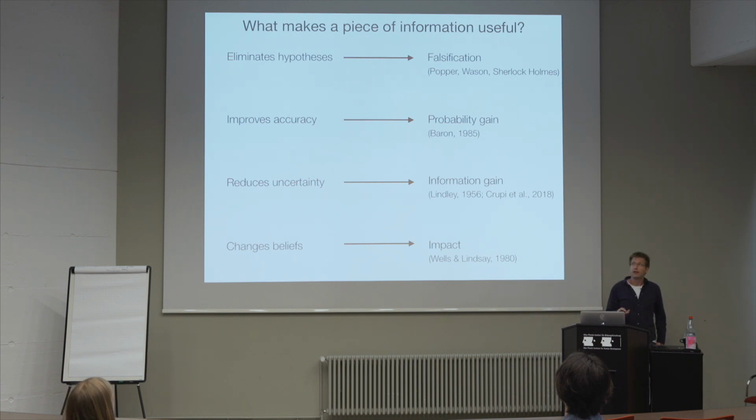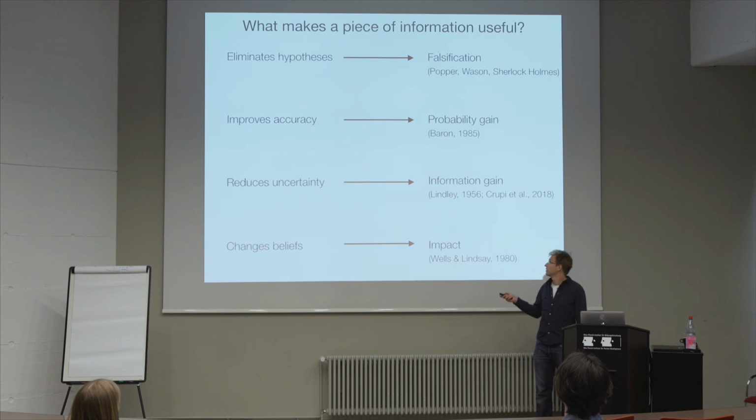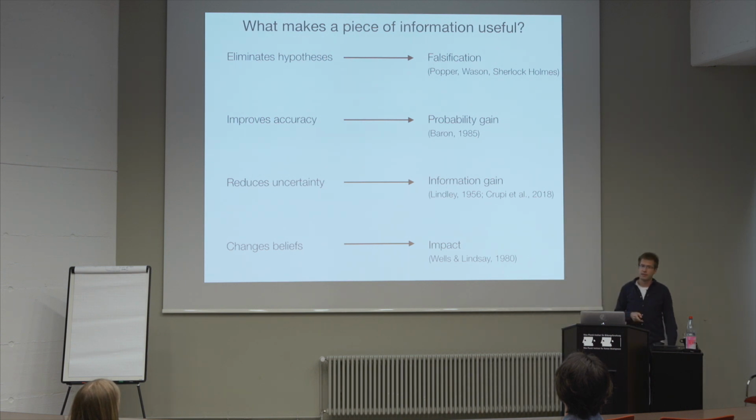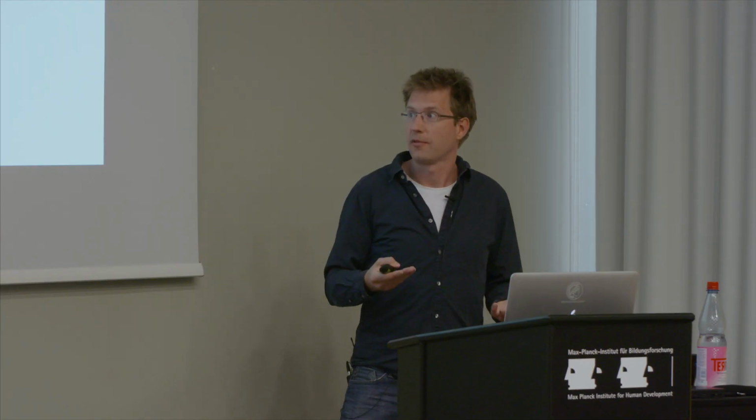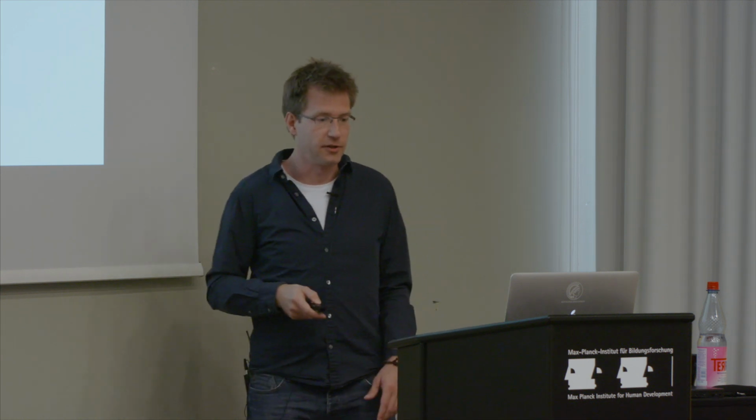Improving accuracy is another idea in the literature. We want to obtain information to improve, say, our classification accuracy. You can also think about reducing uncertainty, so information or data is useful to the extent that it helps us reduce uncertainty. A prominent model is information gain, which comes from statistics, philosophy of science and information science. And we can also think about changing beliefs. If we obtain information that changes our beliefs about the world, that's also important and useful.